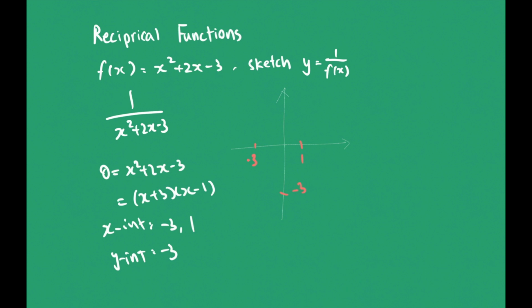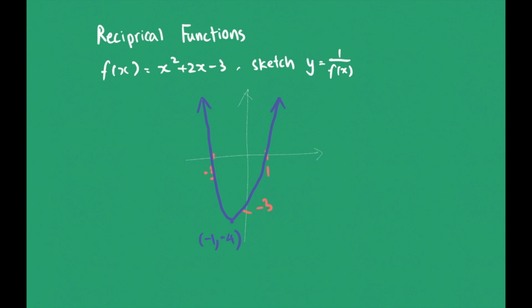With all that information, we can draw a parabola like this. And the axis of symmetry is x equals negative 1, which is halfway between the x-intercepts. So f(negative 1) equals negative 4. So the vertex is (negative 1, negative 4).